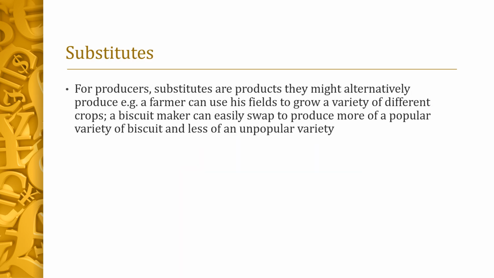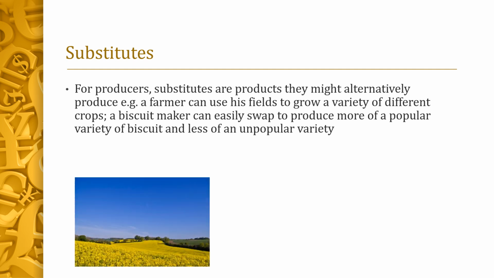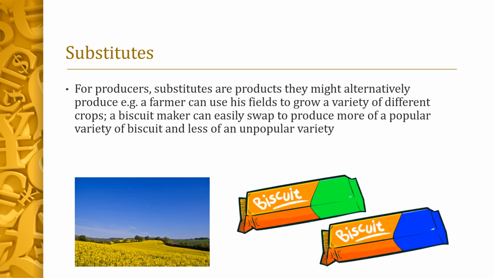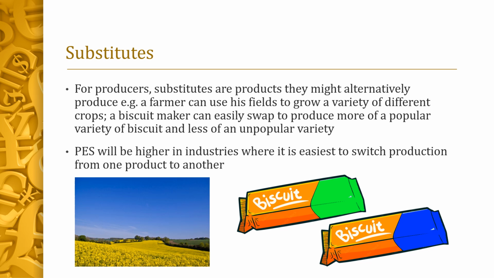For producers, substitutes are products they might alternatively produce. For example, a farmer can use his fields to grow a variety of different crops. In recent years, higher prices for rapeseed oil have led to this proliferating across the UK. A biscuit maker can easily swap to produce more of a popular variety of biscuit by retooling their machines and less of an unpopular variety. Therefore, price elasticity of supply will be higher in industries where it is easiest to switch production from one product to another.